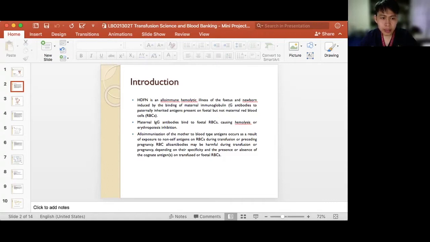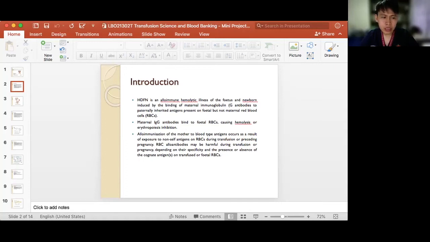Antigen-negative women may either have naturally occurring antibodies to certain RBC antigens like anti-A or anti-B, or develop antibodies as a result of previous blood transfusion or silent fetal-maternal hemorrhage during pregnancy or birth. Maternal immunoglobulin G antibodies bind to fetal RBCs, causing hemolysis or erythropoiesis inhibition.